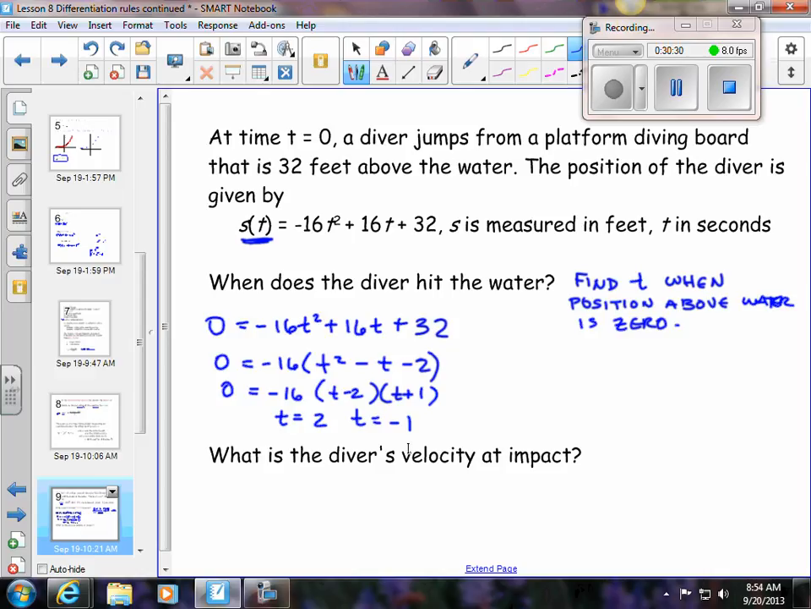When does the diver hit the water? In 2 seconds. If units are given in the problem, units are expected with the answer.